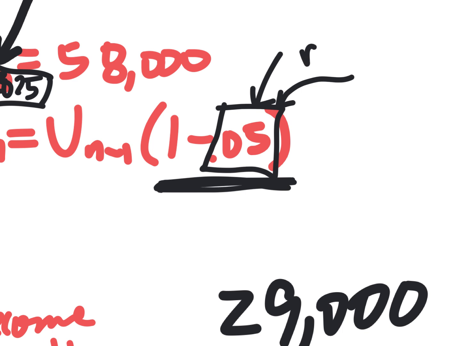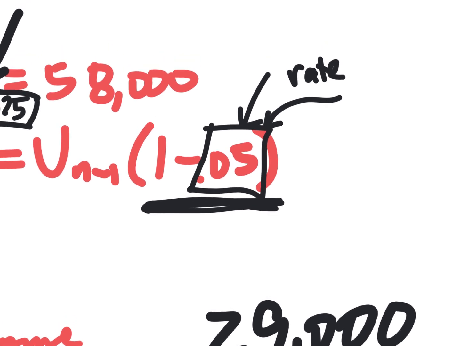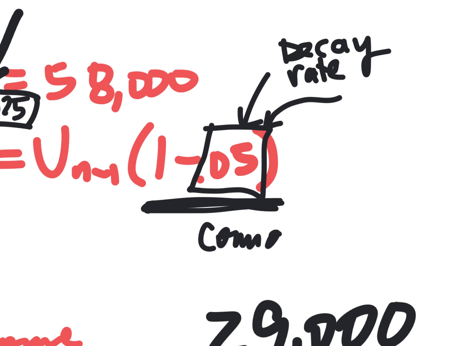It's the rate. What kind of rate in this problem? Decay rate. That's called the decay rate. Well, what about the 1 minus the 0.05, which, by the way, is 0.95? Either would be accepted. 1 minus 0.05, which is 0.95, is called the common, can you say it? Common ratio. Let's talk about the difference.